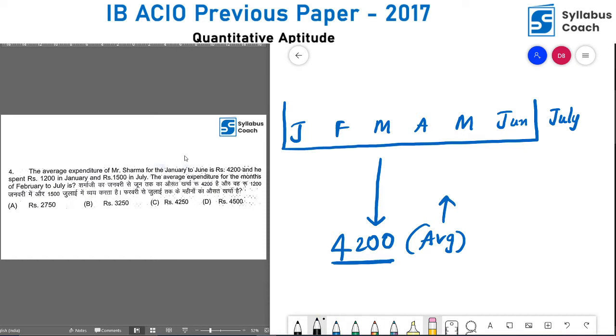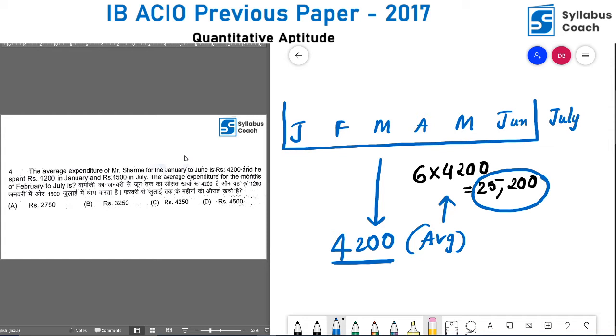Total expenditure is nothing but how many months are there? 1, 2, 3, 4, 5, 6. So 6 months into 4,200. So this 6 into 4,200 is nothing but 25,200. So now we know the total expenditure from Jan to June, which is 25,200.